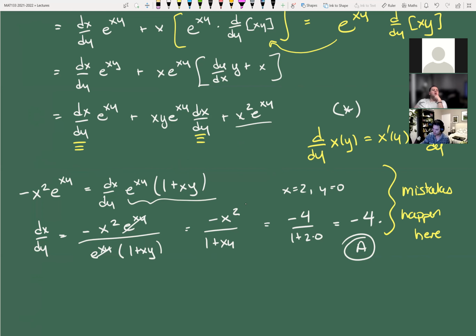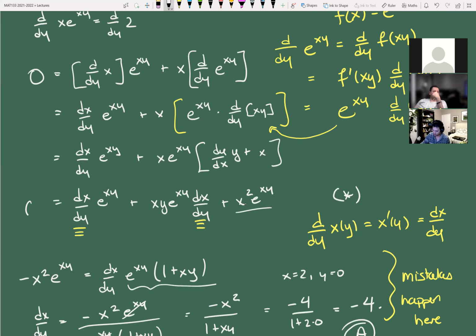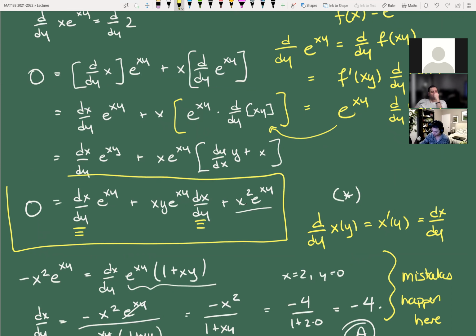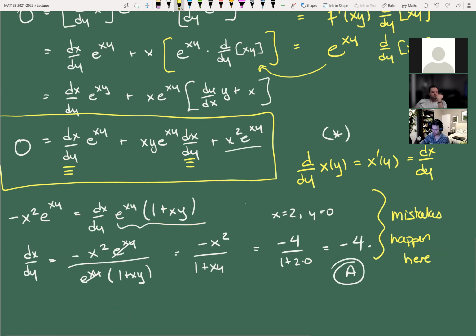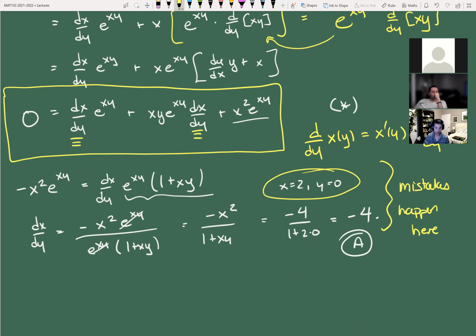So what we're going to do instead is I want you to look at this line. So this is 0. I want you to take a look at this line here. And instead of solving for dx/dy at this point, and then plugging in x equals 2 and y equals 0, let's plug in x equals 2 and y equals 0 at this point, okay? So if I do that, plug in x equals 2 and y equals 0, what do we get?